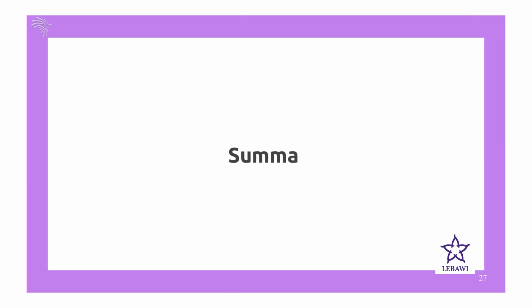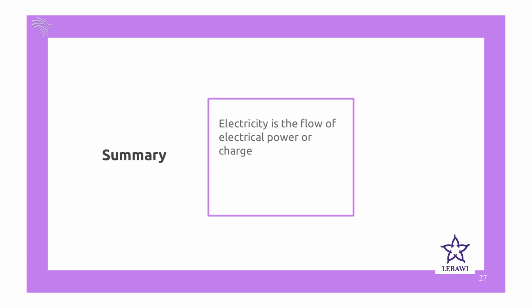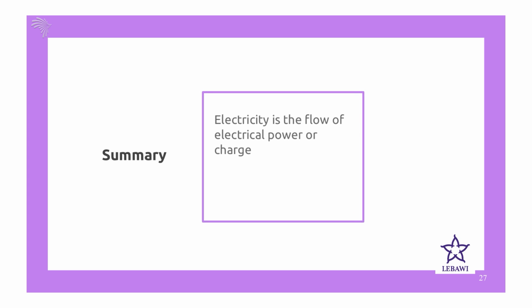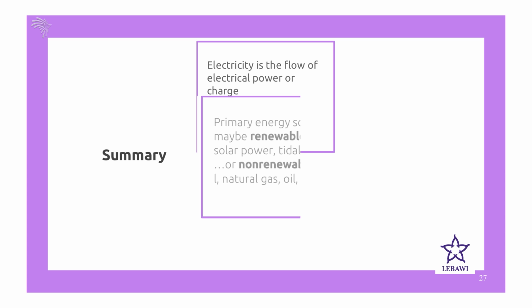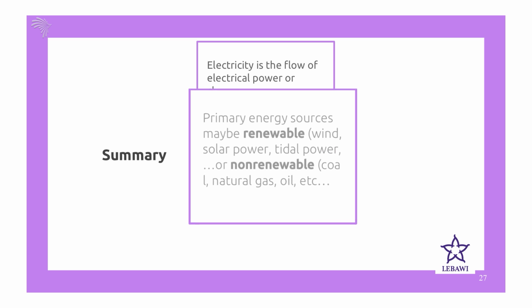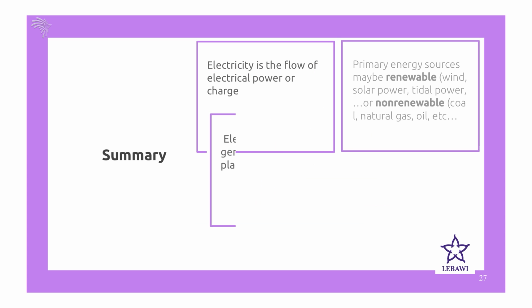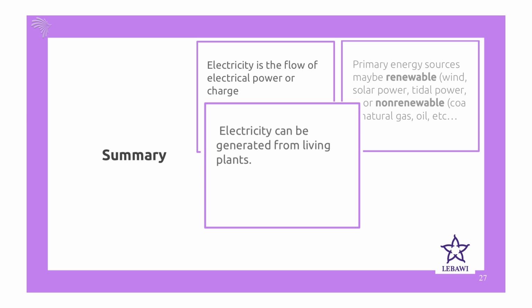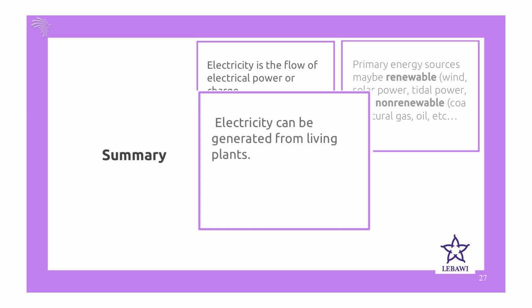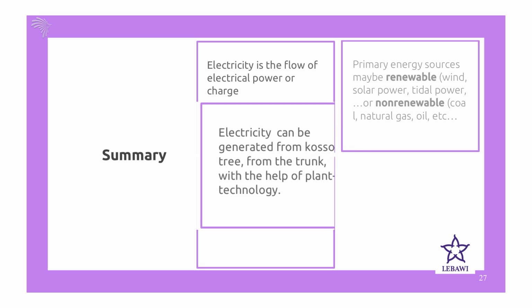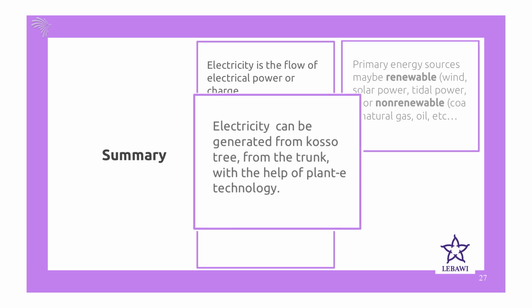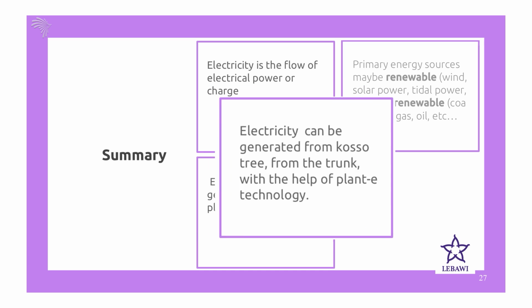Let's finish up today's discussion with a recap on what we have seen so far. In today's presentation, we have defined electricity as the flow of electrical power or charge. We have seen that primary energy sources can be classified as renewable and non-renewable. We have also discussed how to generate electricity from living plants. And finally, we have seen that it's possible to generate electricity from the koso tree, from the trunk, and with the help of the Plantee technology.